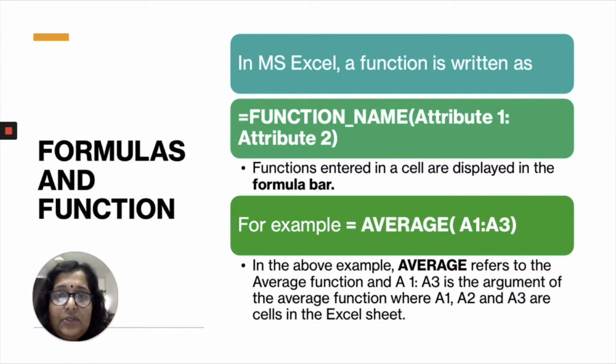There is a correction here. In your textbook it is written as B2:B3. It's a mistake. The example is correctly explained for A1:A3. So please make the correction in your textbook.